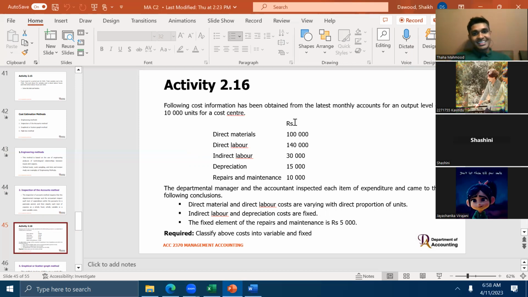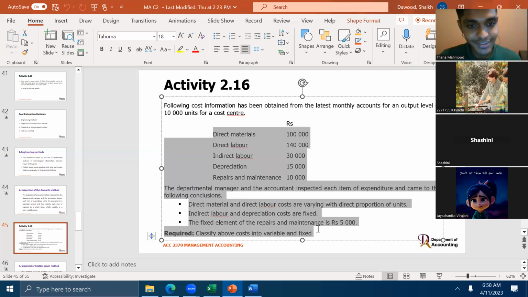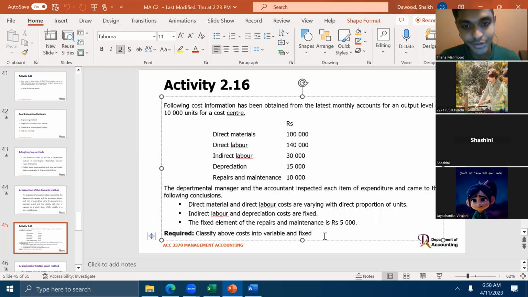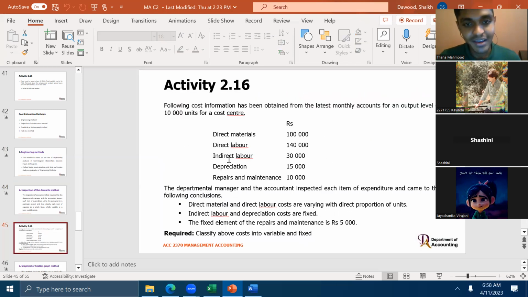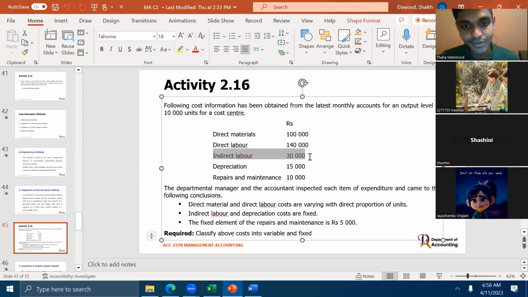The following cost information has been obtained from the latest monthly accounts for an output level of 10,000 units per cost center. They have given these costs and we are required to classify them into variable and fixed. So direct materials should be a variable cost. Direct labor is a variable cost. Indirect labor is also a variable cost.